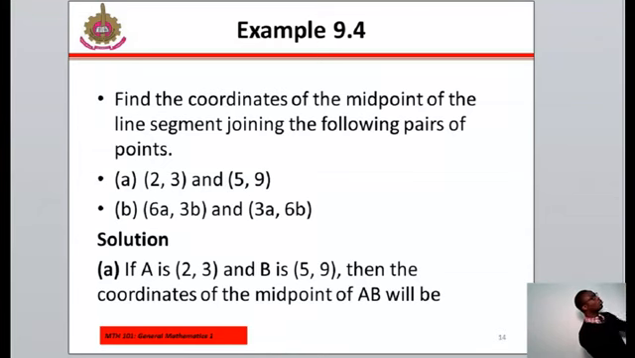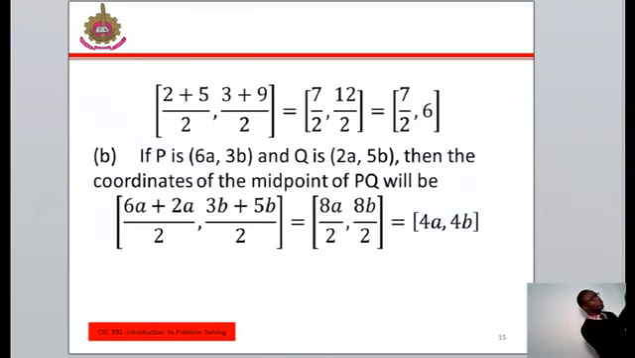That is the example which I'll be treating. If you follow the same procedure, inserting for 6a, 3b, 2a, 5b, then you have 6a plus 2a all over 2, 3b, which is y1, plus 5b, y2 all over 2, then you have 8a all over 2, 8b all over 2, then you have 4a, 4b.